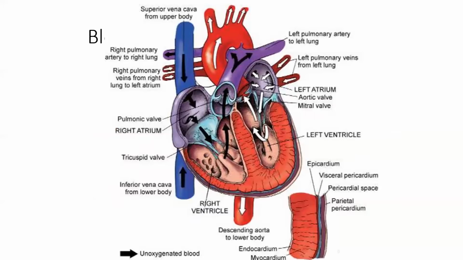Now let's look at the blood flow. And I mentioned it a little bit in the second slide. The superior vena cava drains the blood from the upper body, which is the head, the neck, and the shoulder, and the inferior vena cava drains the blood from the lower body.